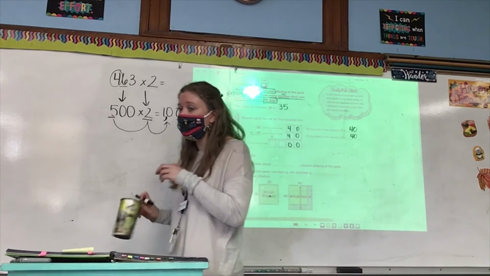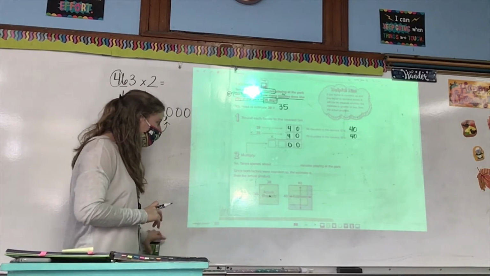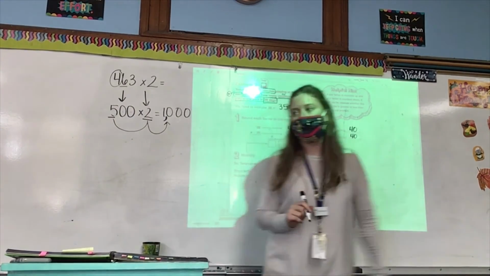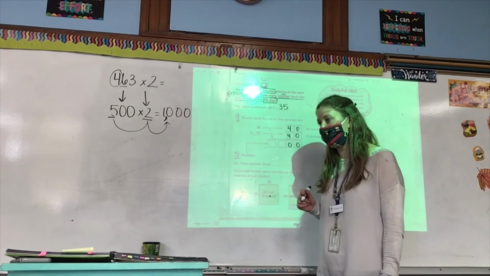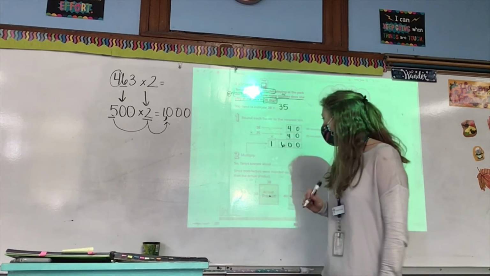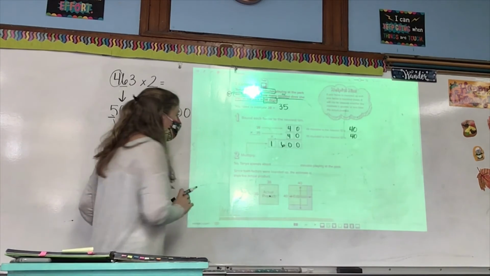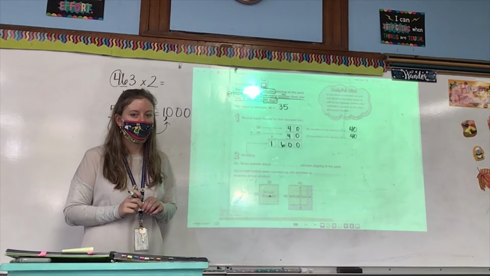Now, I already did steps 3 and 4, so I can go ahead and do step 1. Kingston, what's my basic fact? 4 times 4, and 4 times 4 equals? 16. Which means 40 times 40 is what, class? 1,600.